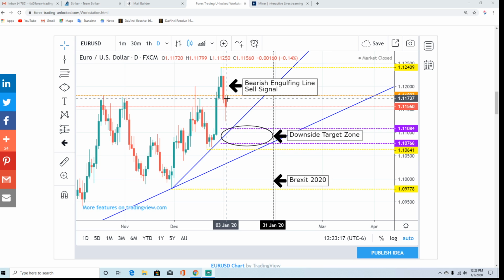So when you have a body like this where it opens where the market had closed, or just above that, and then it takes over the whole body of trading from that prior bar, that's how you generate this signal. It's called a bearish engulfing line. So this sell signal, where does that have us going?